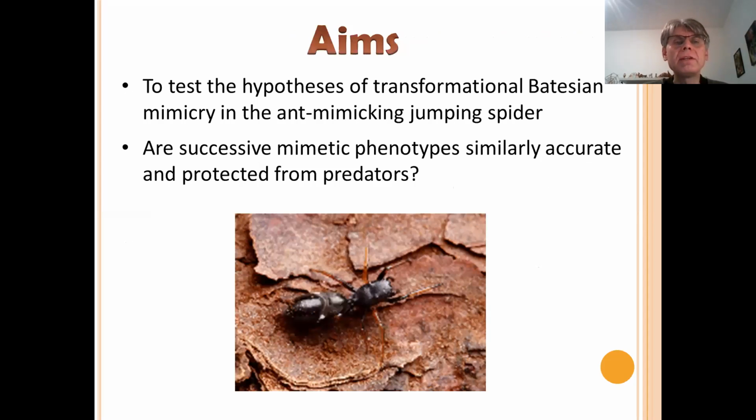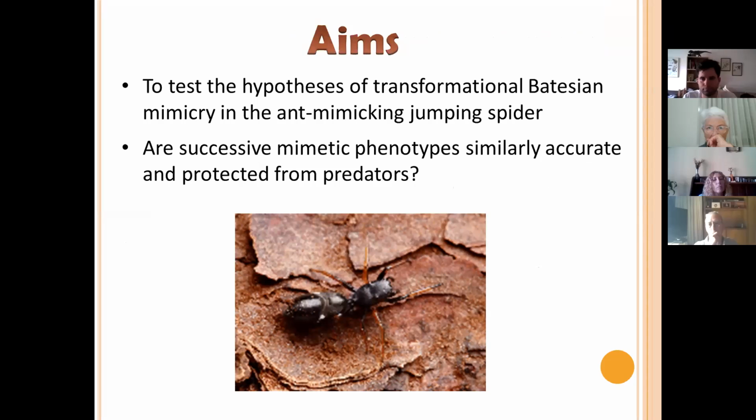Our aim in this study was to test the hypothesis of transformational Batesian mimicry in an ant-mimicking jumping spider. Particularly, we were interested in the question whether these different instars are similarly accurate and whether they are similarly protected from predators.